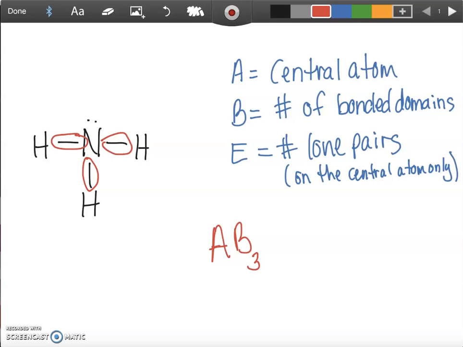Now let's look back at the central atom and see if there are any lone pairs. And in fact there are. There is 1 lone pair right here on the nitrogen. So this is AB3E. There's an implied 1 here, but we don't have to show it. So the type notation is AB3E.